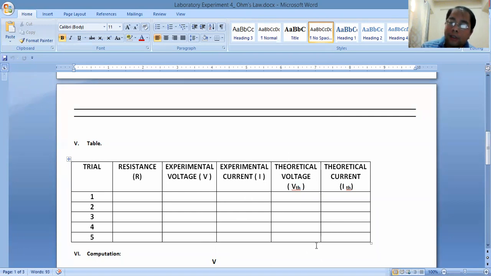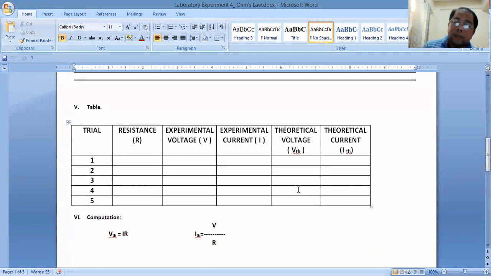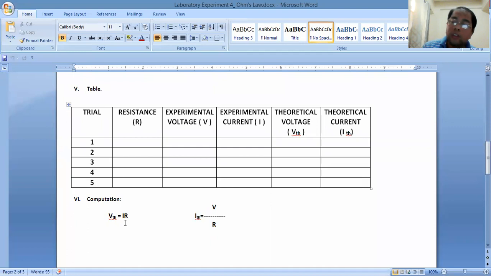Now for this last column here, for example, the theoretical voltage. The theoretical voltage will follow a computation. The value that you recorded for resistance and the value that you recorded for current, you will multiply them and record the answer here in the theoretical voltage. We call it theoretical because we simply use the Ohm's law equation. Now, for Ohm's law, the value of the current will be obtained by dividing voltage by resistance.